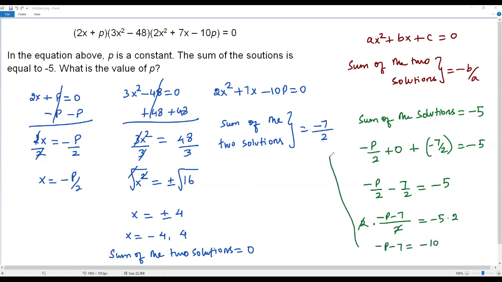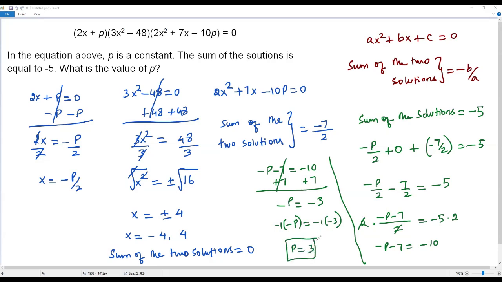Let me continue over here. Now in this equation, negative p, negative 7 equals negative 10. I'm adding 7 to both sides. So when I do so, negative 7 and positive 7 will cancel. Negative p is equal to, when I combine negative 10 and positive 7, negative 3. So now to get the value of p, I have to get rid of this negative sign. For that, I have to multiply both sides by negative 1. Negative 1 times negative p: negative times negative is positive, 1 times p is p. Negative 1 times negative 3 will become positive 3. So now I got the value of p. The value of p is 3.